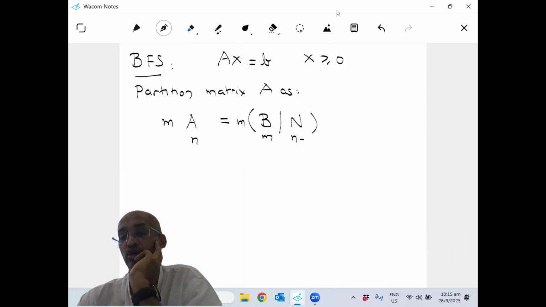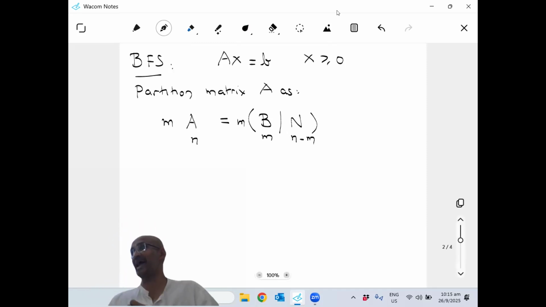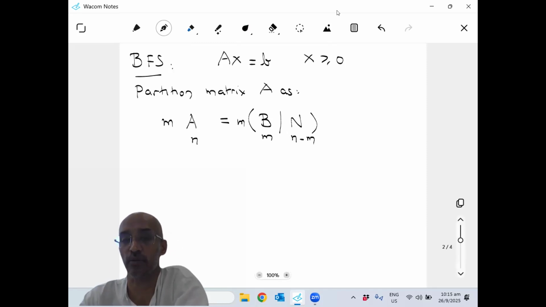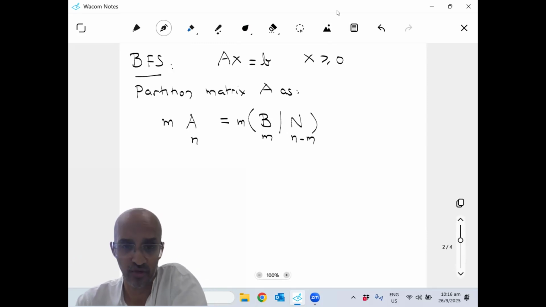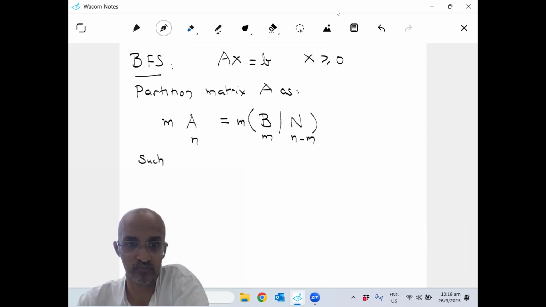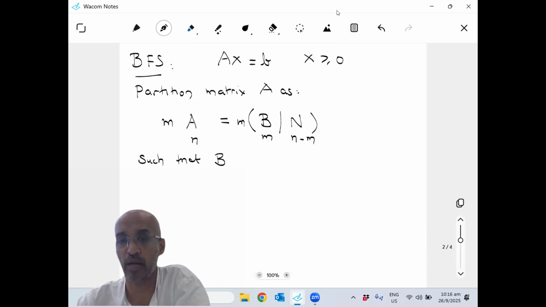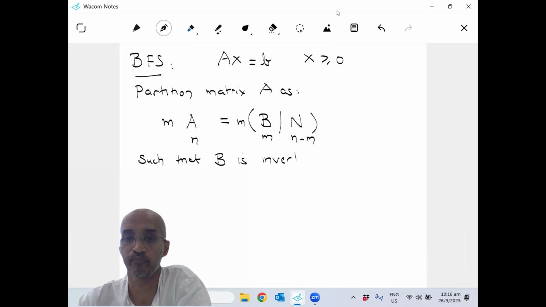The number of other columns will be n minus m. So I'm basically just partitioning. I'm going to identify a set of columns of this matrix A so that the corresponding m by m matrix has linearly independent columns. So I've got a full invertible matrix B, such that B, which is a square matrix, is invertible.